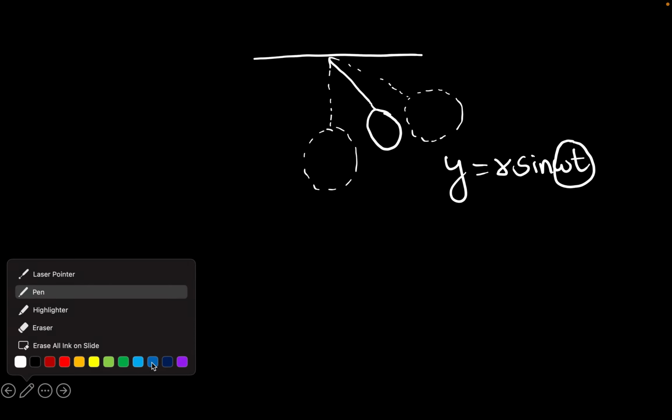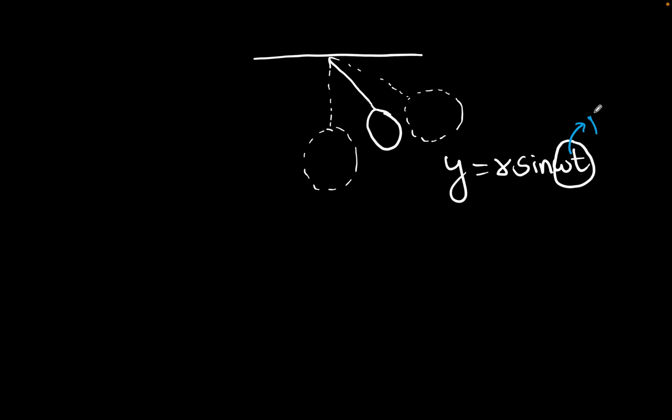So we know that displacement is r sine omega t, and this omega t right here is our phase. This right here is our phase, and we know that omega t is going to be the angle. So omega t is this right here. So phase is basically a physical quantity, an angle that determines the position and direction of this pendulum.